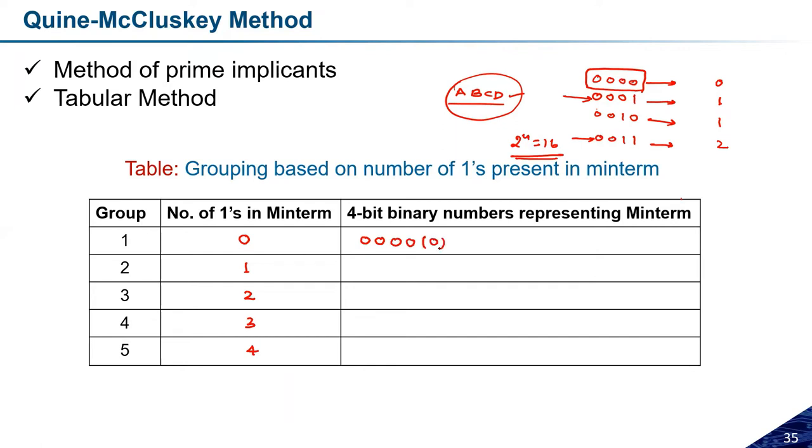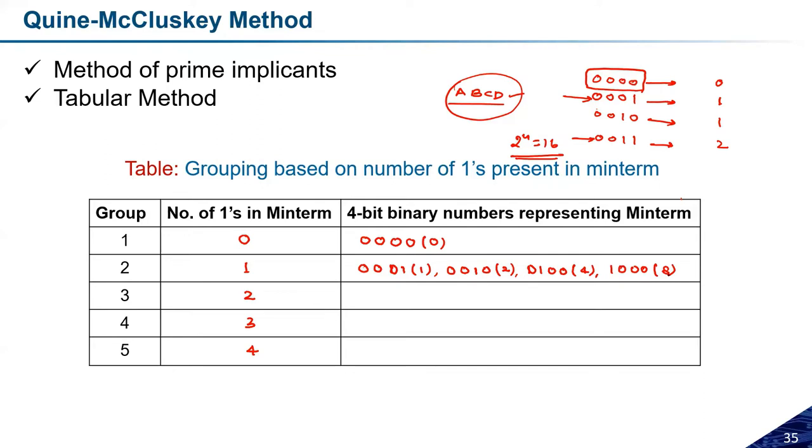Similarly, for the second group, the first possible combination is 0, 0, 0, 1, which is equivalent to 1. The second possibility is 0, 0, 1, 0, which is equivalent to 2. The third is 0, 1, 0, 0, which is equivalent to 4. And the fourth is 1, 0, 0, 0, which is equivalent to 8. So these numbers come into the second group.